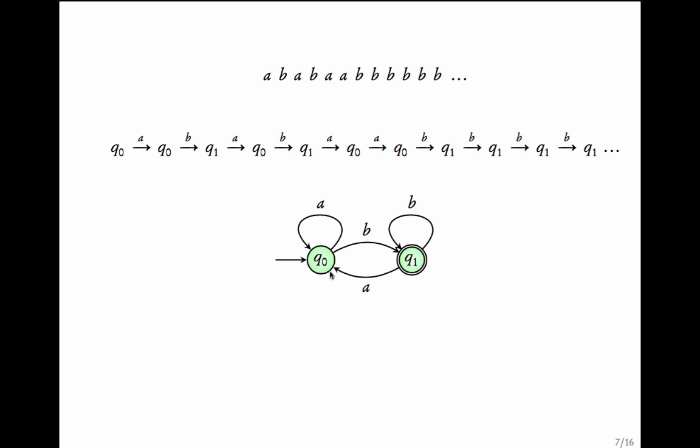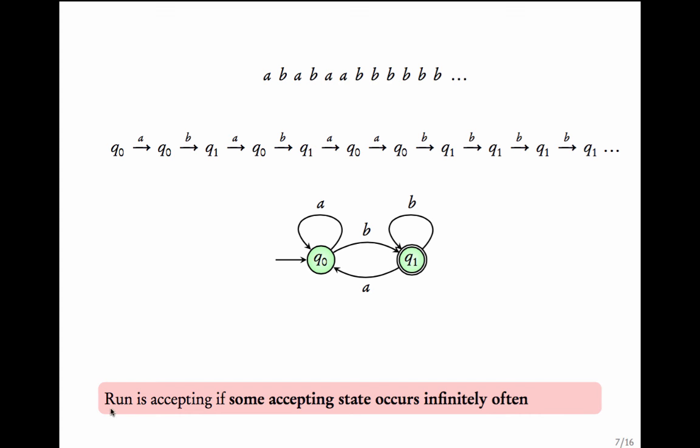So this is a word and this is an automaton and this is a run of the automaton on this word. When do we say that this run is accepting? Note that this is marked as an accepting state. We say that the run is accepting if some accepting state occurs infinitely often. Here there is only one accepting state, which is Q1. Look at this run. Q1 comes here, Q1 comes here, Q1 comes here forever. So Q1 comes infinitely often in this run. So this run will be called accepting. And since this word has an accepting run, this word would be accepted by this automaton.